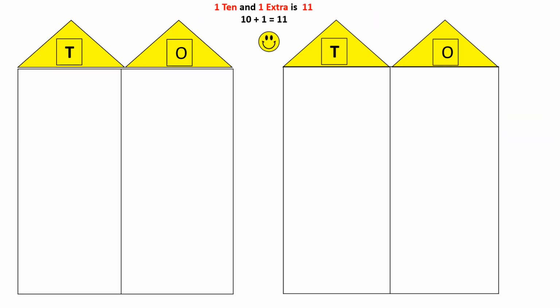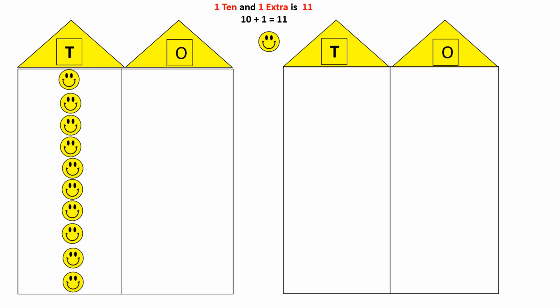Now children, see. The 10's house has 10 smileys. So it becomes 1 ten. Do you see anything in one's house? No, it's empty. खाली है. कुछ भी नहीं है. 0 extra.